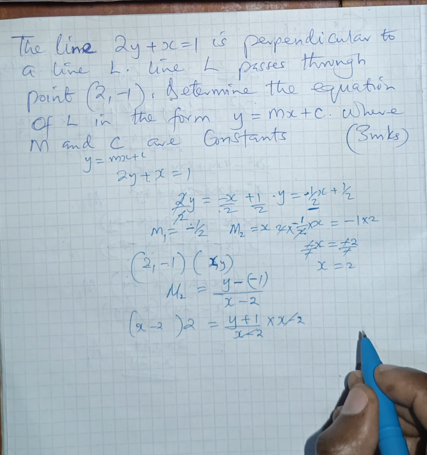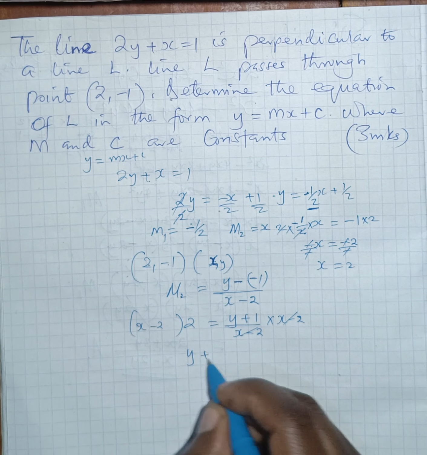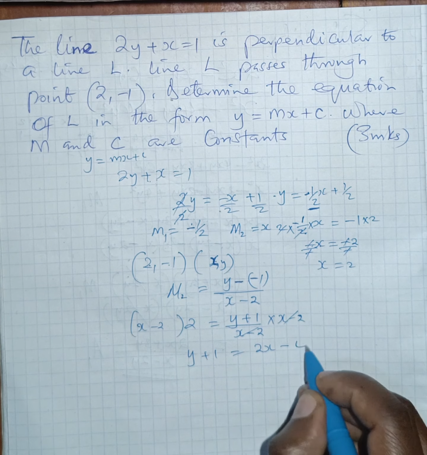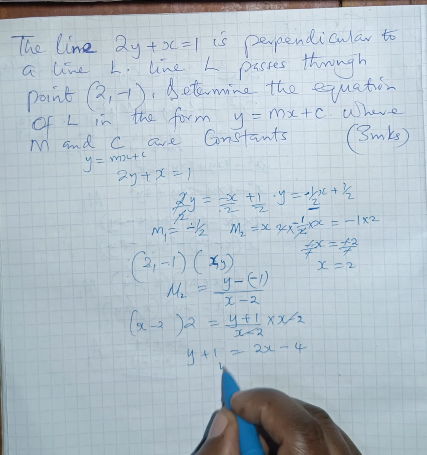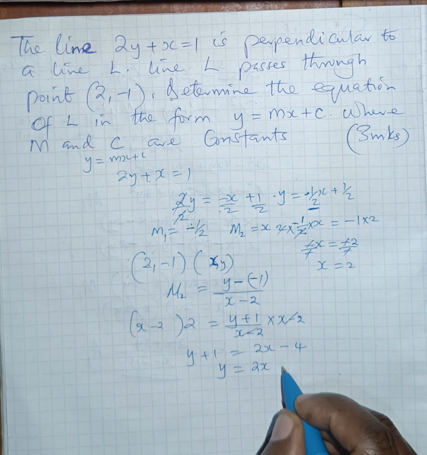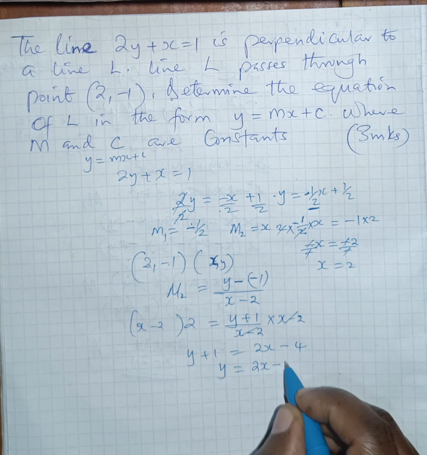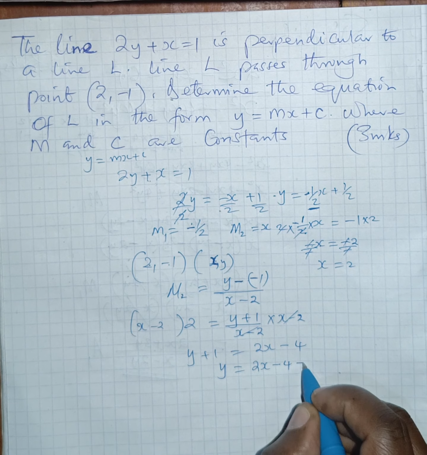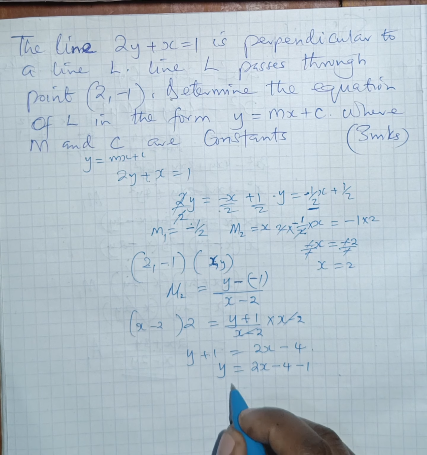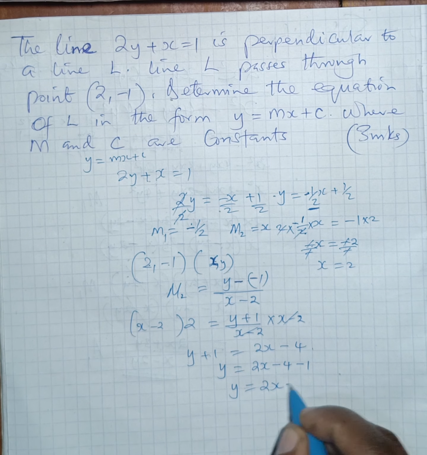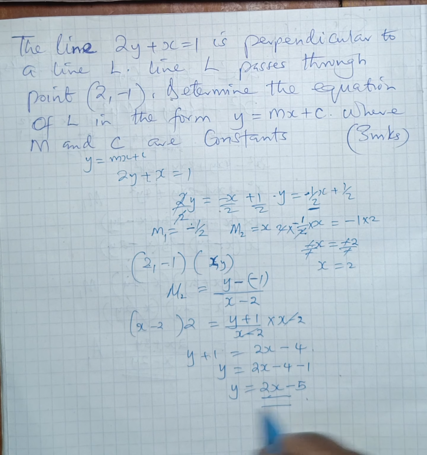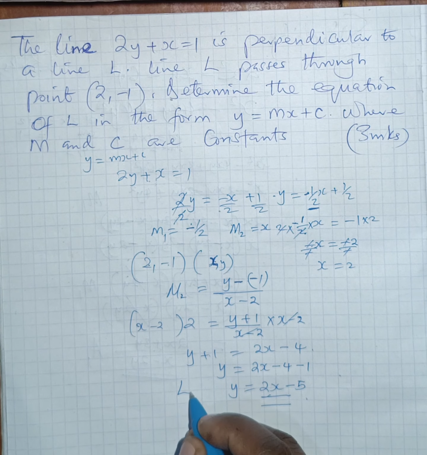So now I'm left with y plus 1 equals 2x minus 4. So y equals 2x minus 4 and minus 1, because 1 crosses the other side, it becomes negated. So y equals 2x minus 5, and that is the equation of L, that is line L.